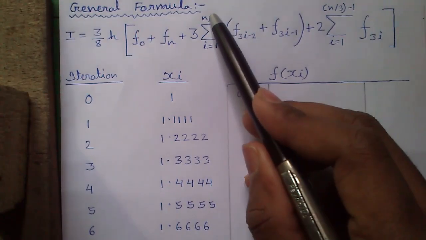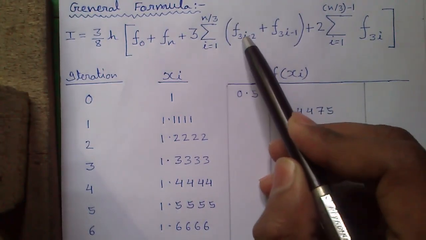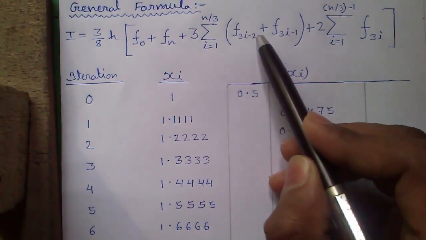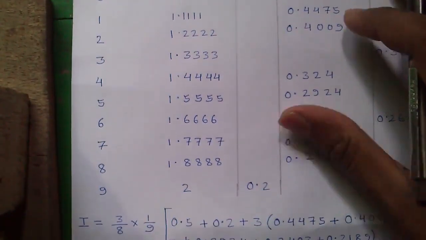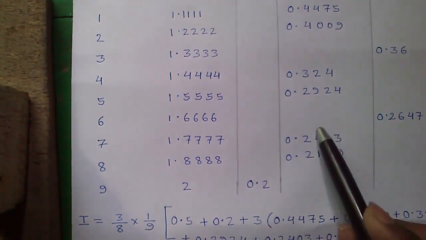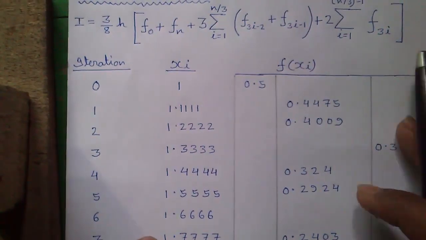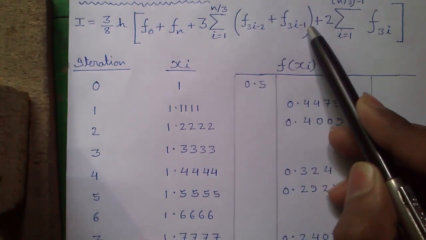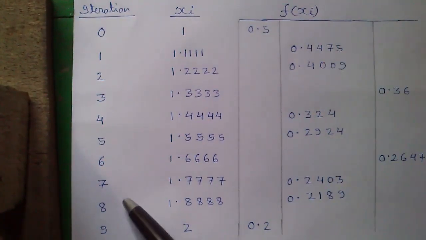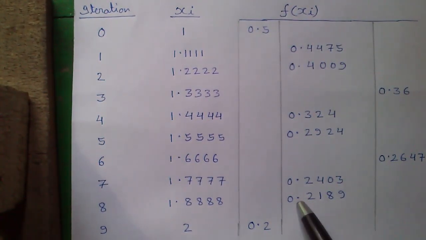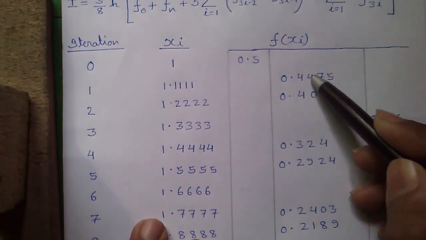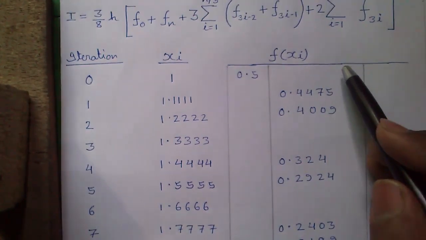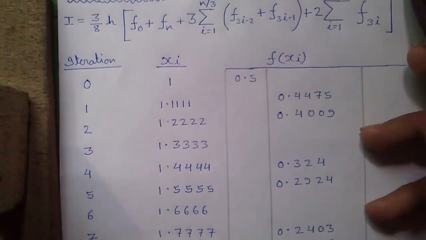And for i equals 3, 3 into 3, that is 9, minus 2, 7. So our 7th iteration value is written in the second column, and 3 into 3 minus 1, that is 9 minus 1, 8. So our 8th iteration value is written in the second column. Now we will sum all these values and multiply them by 3 according to the formula.